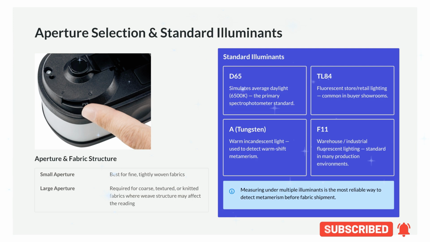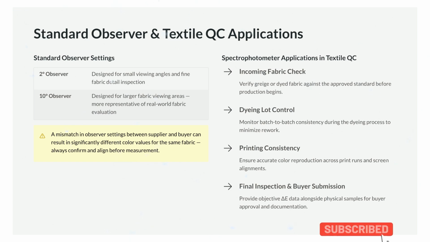Standard illuminants like D65, TL84, A, tungsten, and F11 are used to detect metamerism. Always measure under multiple illuminants for reliable results. Standard observer settings include 2 degrees for small viewing and 10 degrees for larger areas.